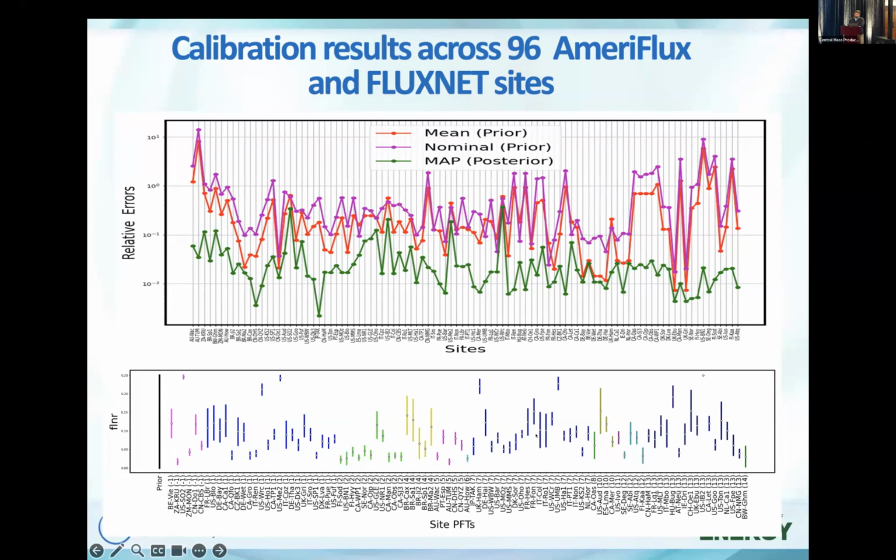And what we do when we run typical global simulations with ELM is we assume a plant functional type has the same parameters everywhere. When we do this calibration, we see that's not necessarily true, right? Even with these sites of the same color, there's a lot of variation in the calibrated value of FLNR. So I think that needs more investigation in terms of how well we trust these results, and whether maybe we need to consider a finer grouping and more plant functional types to account for some of this variability.